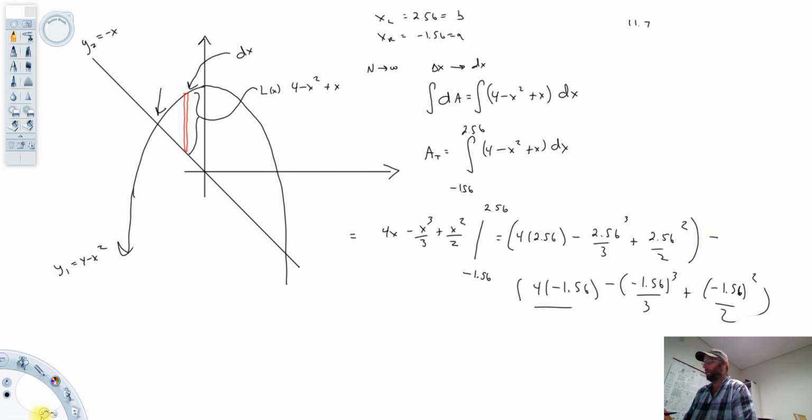And when I work this out, I've already done this, so I'm not going to go through it now. I got 11.7 when I did this. Hopefully it's right. You can double check it for yourself. So anyway, there's an example of how you use these, what I call differential elements, to set up integrals and calculate areas.